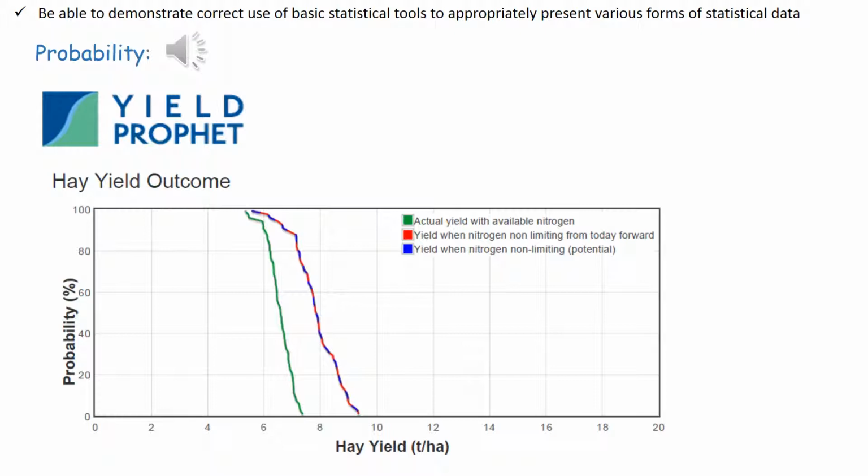We could expect a 100% chance of achieving 5.5 tons per hectare, but we can expect almost 0% chance of achieving just over 7 tons per hectare without additional nitrogen inputs. If we were to make nitrogen non-limiting, we can see that we actually have a 90% chance of achieving a hay yield of just over 7 tons per hectare.